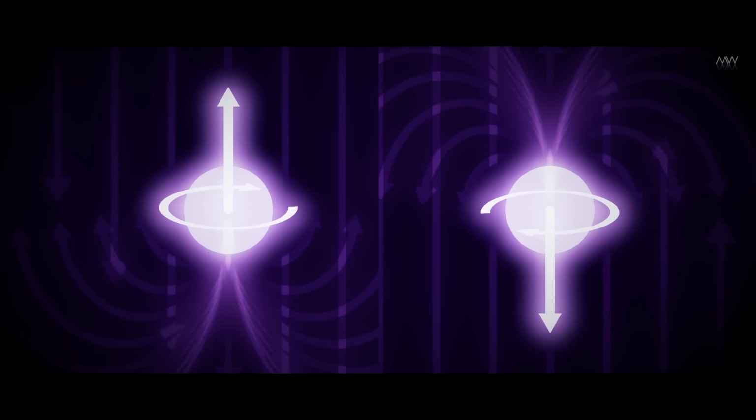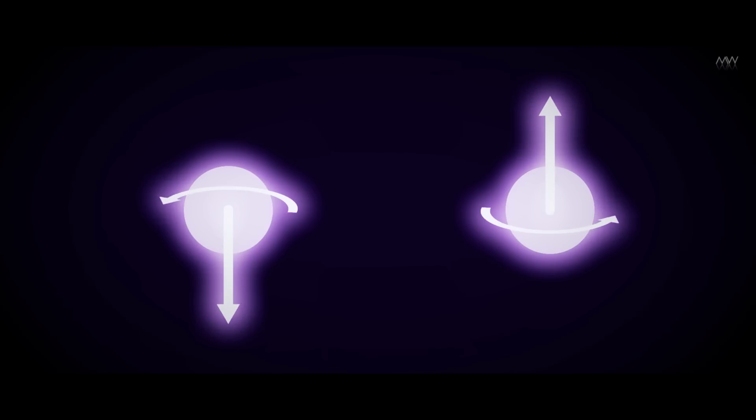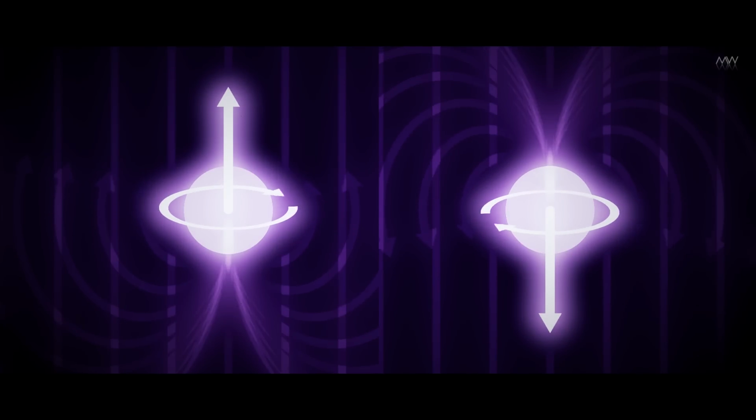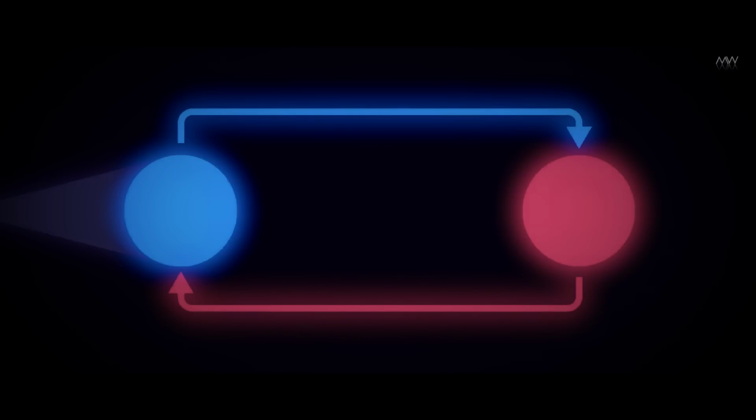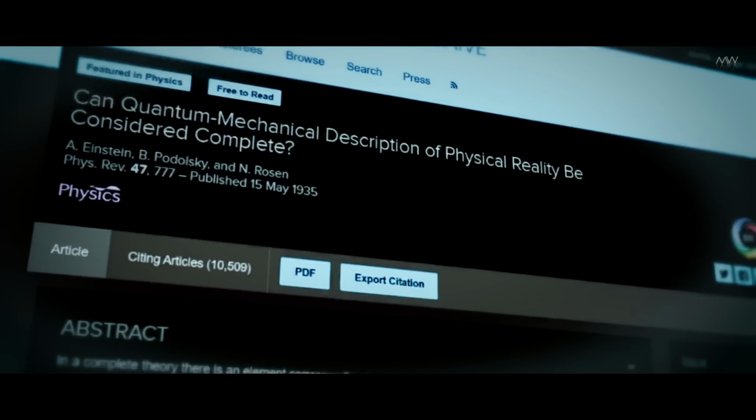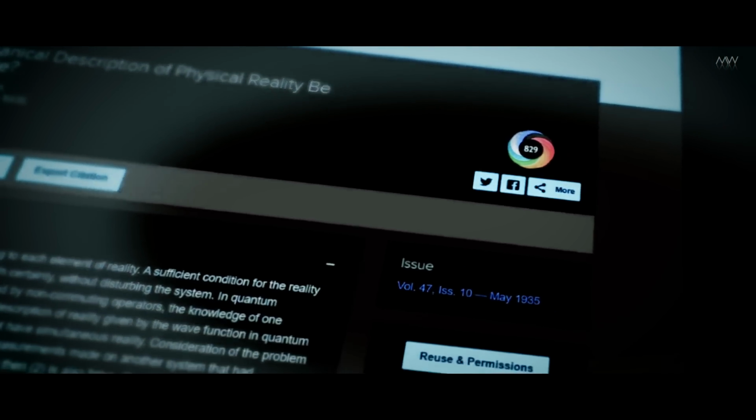However, before measurement, they exist in an uncertain state, equally likely to be up or down. What's astonishing is that when you measure one spin on Earth, the other instantly adjusts, even if it's on the opposite side of the universe, a phenomenon Einstein humorously termed spooky action at a distance.